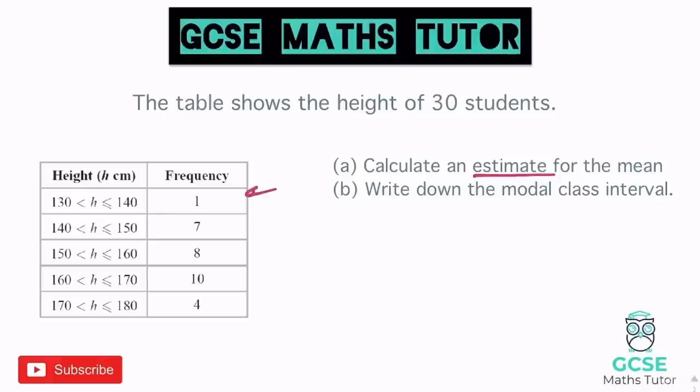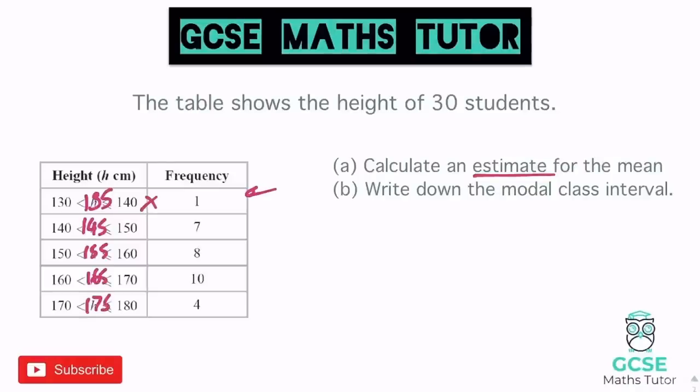There's one person between 130 and 140. There could be anything, 132, 138, anything in between. So what we do is we pick the midpoint. So in between 130 and 140 is 135, and we're just going to use that as an estimate for the height of that person. And we'll do the same for all the others, 145, 155, 165, and 175. And we'll just treat this in exactly the same way as we did before.